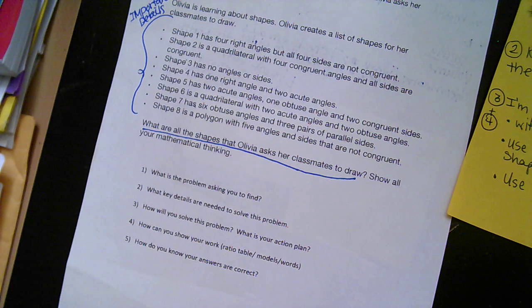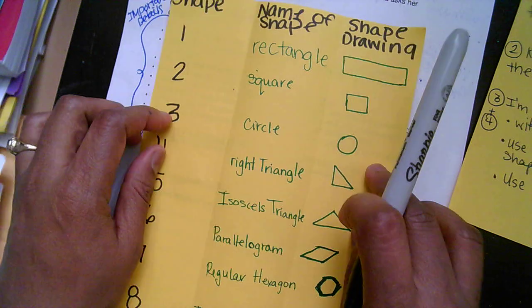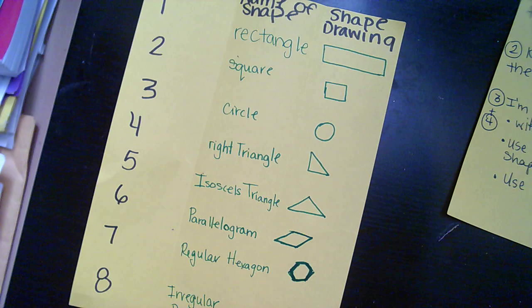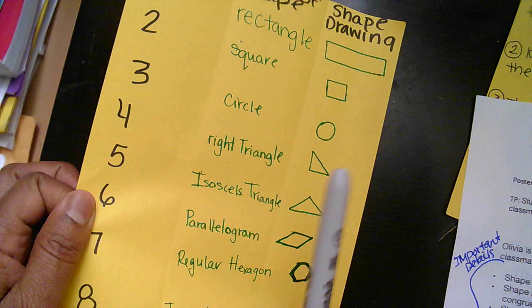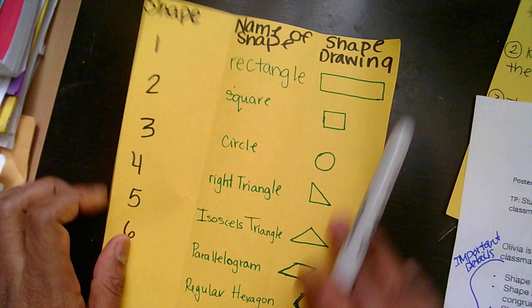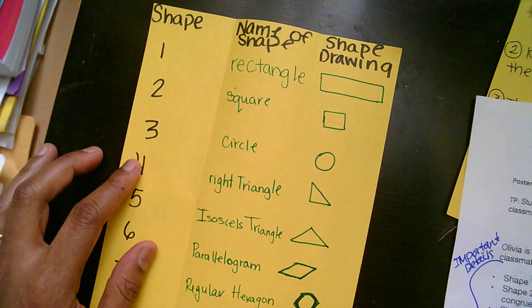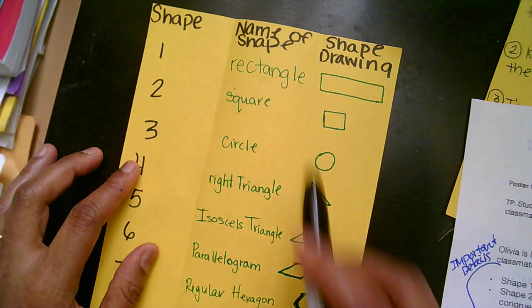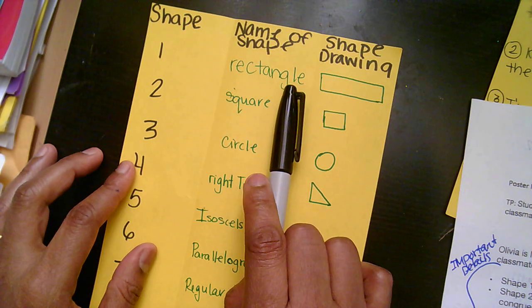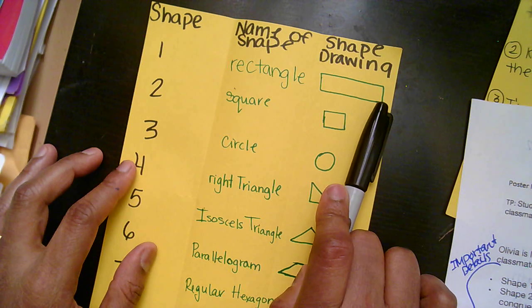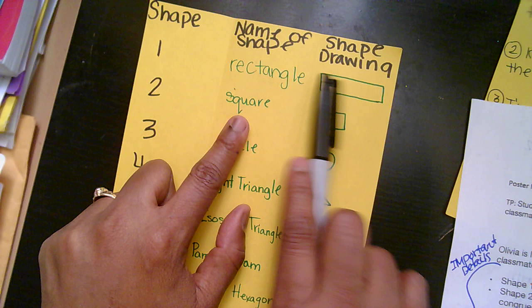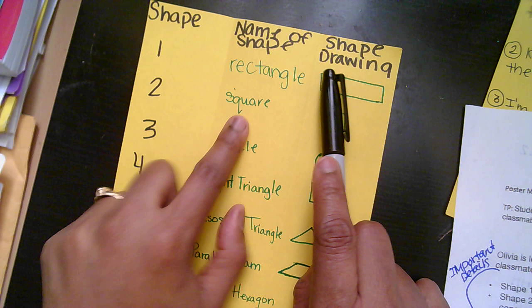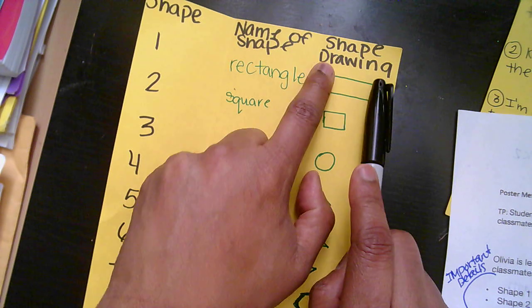so let me show you what I was able to do. So I'm going to put this here and I'm going to read the directions that Olivia had written. Okay. So shape number 1 has 4 right angles, but 4 sides are not congruent. So congruent means the same size, same length. So I said shape number 1 was a rectangle, and then I drew a picture right next to it so that I would be able to identify it and make sure, like I can see here, it has 4 right angles, but the 4 sides are not the same length, right?